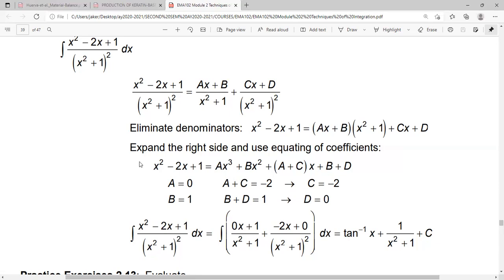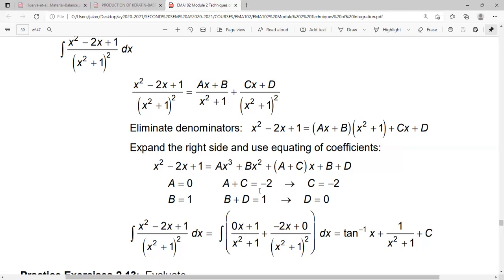So when you equate coefficients for x cubed, which has your a here, your a is already 0 because you don't have an x cubed here on the left side. You only have it here. So a is equal to 0 already. Then for x squared, if you equate x squared, you have here 1, and you only have b here on the right side. So that's automatically 1 for the b.